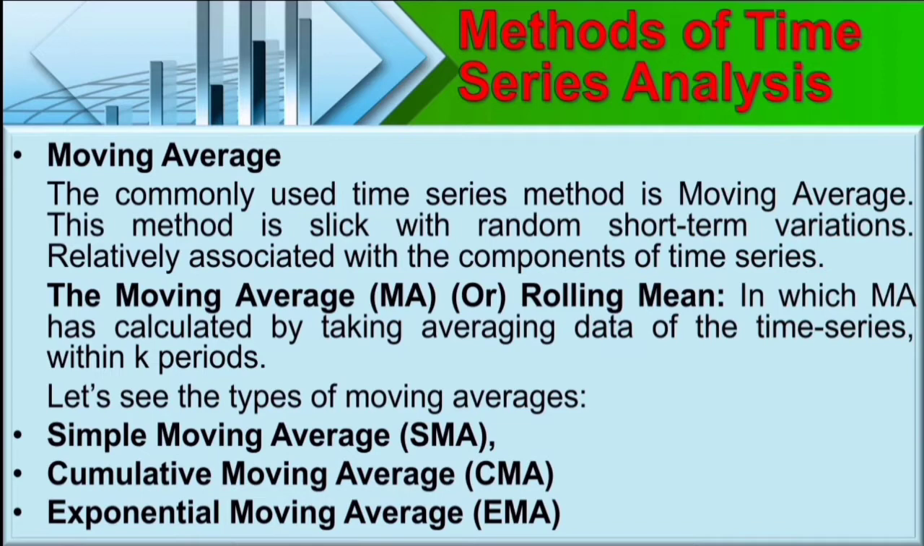Methods of time series analysis. Number 1, moving average. The commonly used time series method is moving average. This method smooths random short-term variations relatively associated with the components of time series. The moving average, a rolling mean, in which MA is calculated by averaging data of the time series within K periods. Let's see the types of moving averages. Number 1, simple moving average or SMA. Number 2, cumulative moving average or CMA. And number 3, exponential moving average or EMA.